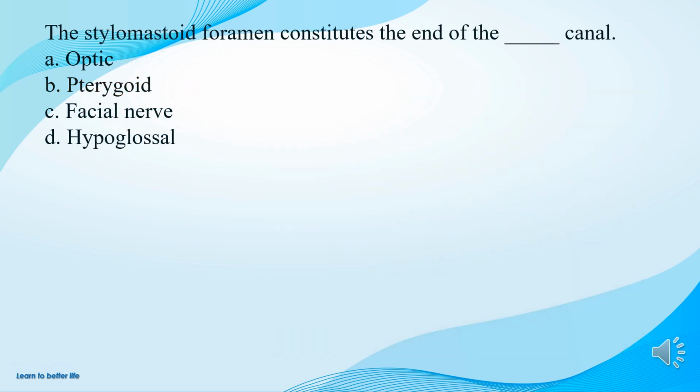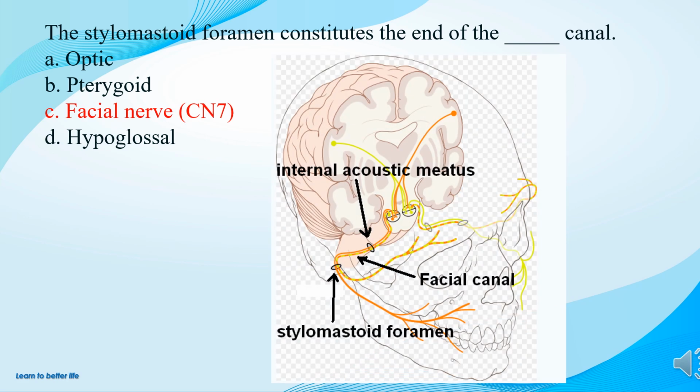The stylomastoid foramen constitutes the end of the what canal? A. Optic. B. Pterygoid. C. Facial nerve. D. Hypoglossal. The answer is C. Facial nerve.